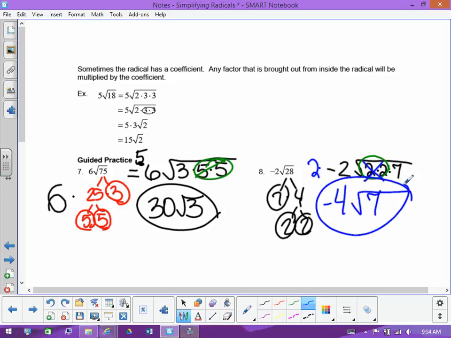And again, check your answers. Use your calculator. Put in negative 2 times the square root of 28, see what you get. It's going to be a decimal, whatever, but see what you get. Put in negative 4 square root of 7, see what you get. They should be the same thing. This is the same as reducing a fraction. 100 over 200 is the same as 3 over 6 when you reduce it. Okay, they look different, but the value is the same. These look different, but the value should be the same.